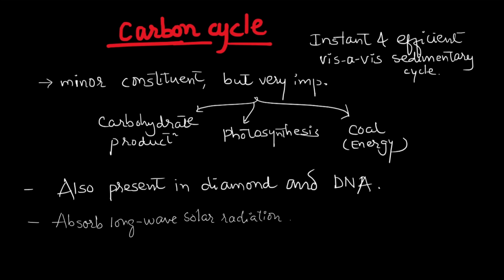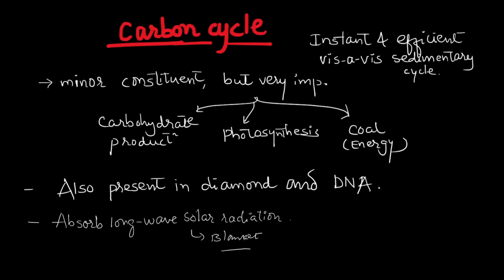Now, what is the carbon cycle? Carbon is a minor constituent, but it is very important. Why is it important? Because it is involved in carbohydrate production. Carbohydrate is the main source of energy. It is involved in photosynthesis, and it also gives rise to coal, which is a form of energy. It is also present in diamonds, and it is also a constituent in DNA. It also absorbs long wave solar radiation, and it works as a blanket to the earth. It gives protection to the earth.